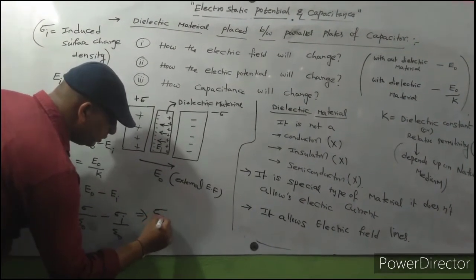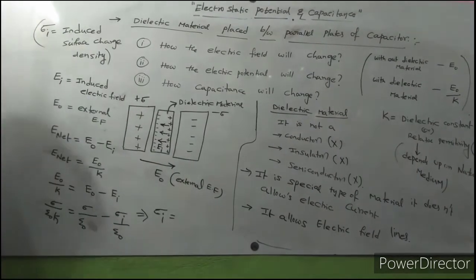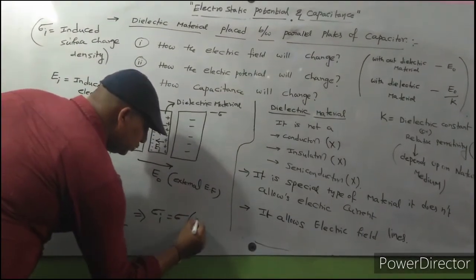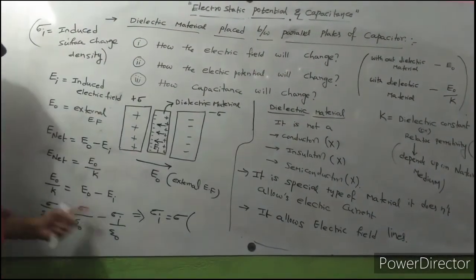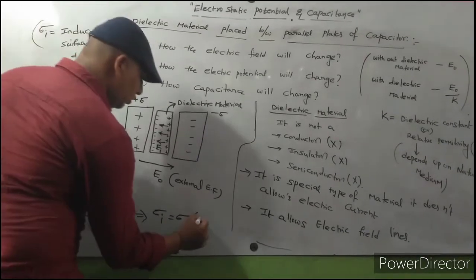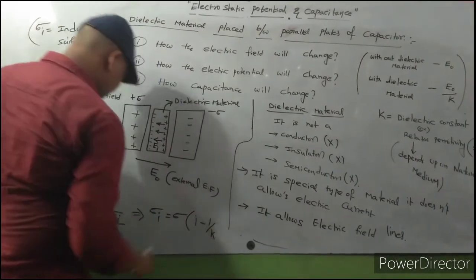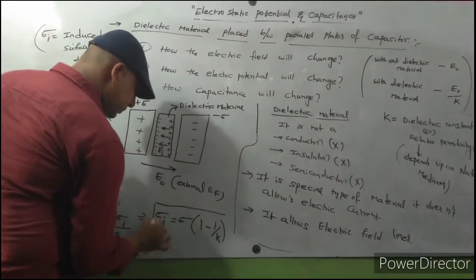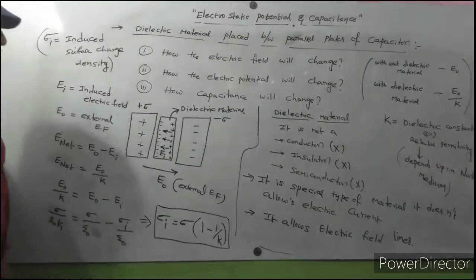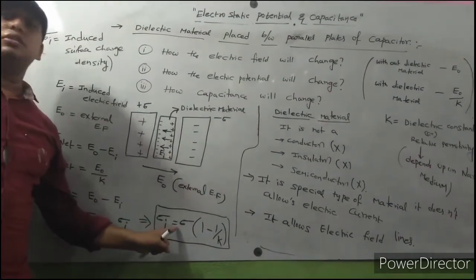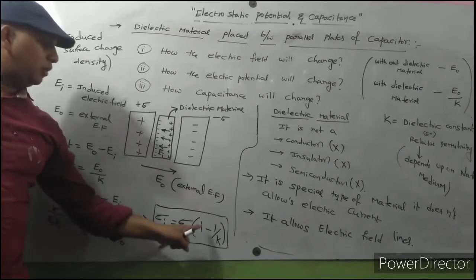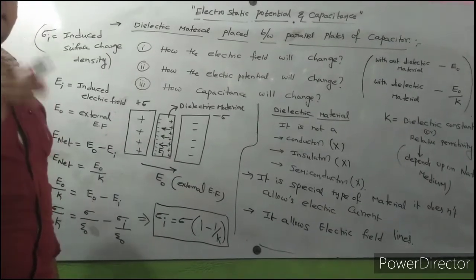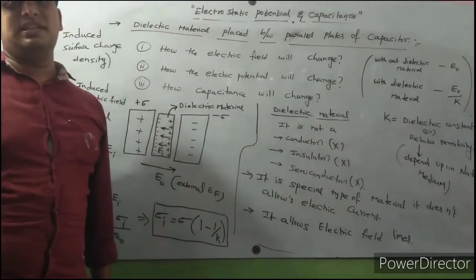From this we got one formula. The induced surface charge density is equal to sigma into 1 minus 1 by K. This is very, very important. So the induced surface charge density is equal to the surface charge density into 1 minus 1 by K. Here K means dielectric constant, also called relative permittivity.